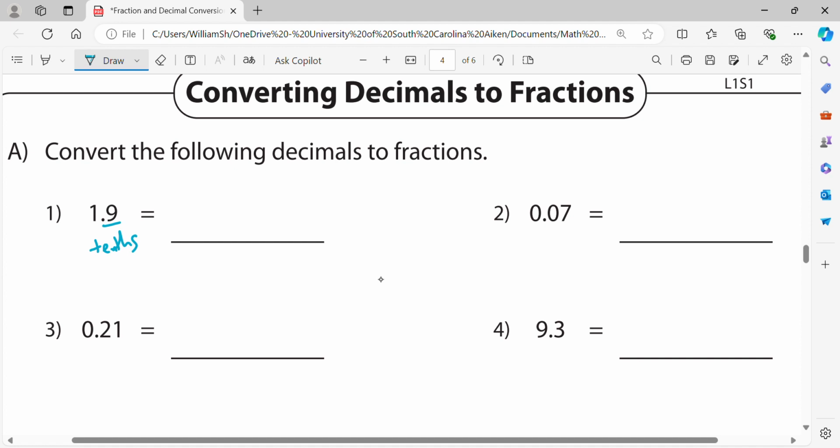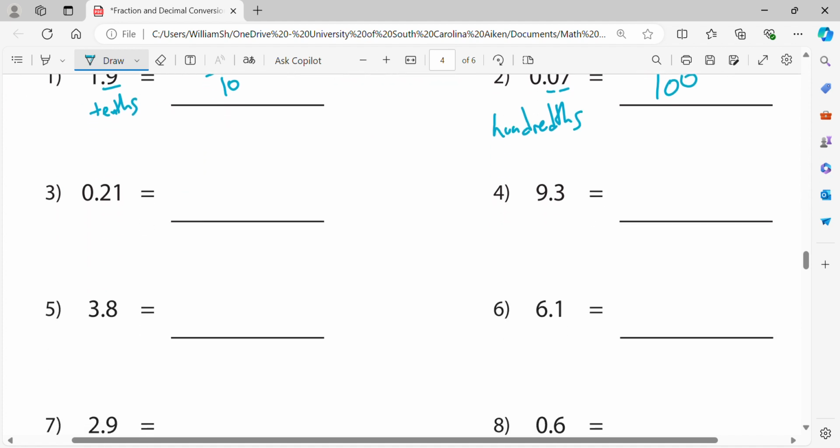So 1.9 is just 19 tenths. Okay, let's look at the next one. We do simplify if possible. Here you can't simplify. Now, if this is the tenths, the next one over is the hundredths. Which means I need to put 7 over 100. Once again, simplify if possible. Here you can't. So we're done. We have now converted 2 fractions into 2 decimals. Simple as that. Or two decimals into 2 fractions. Sorry. It can get confusing.